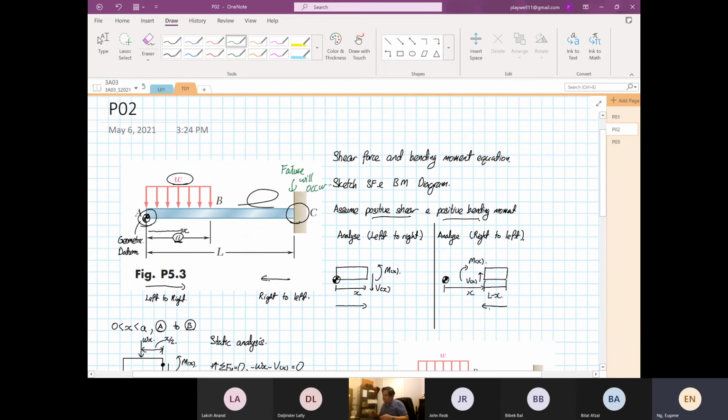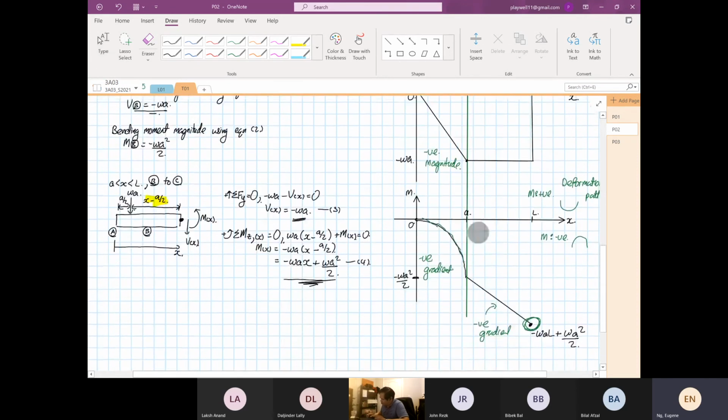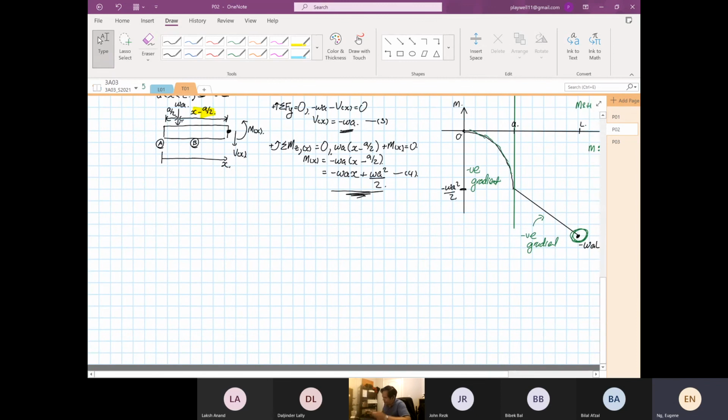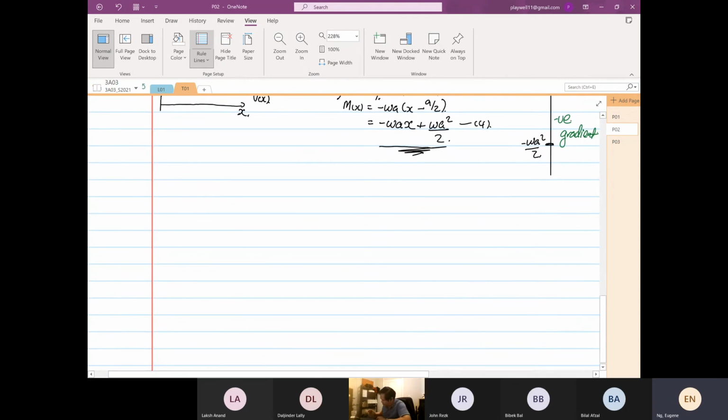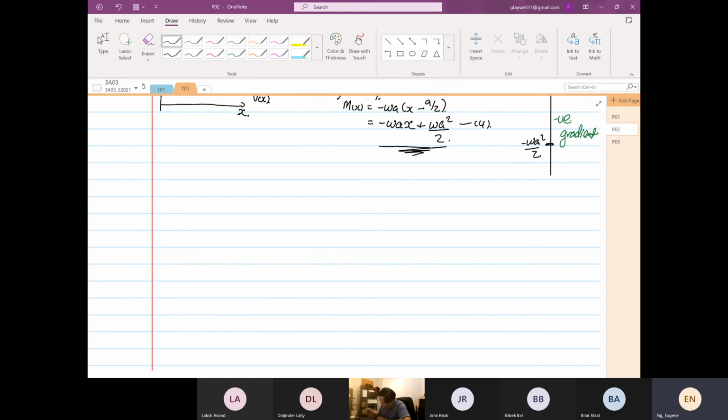Now, some of you might say, Eugene, can we do from right to left? You can. The thing is, if I'm going to do from right to left, let's say now you're going to look at this from right to left. So the only dilemma is this. If you're going to do from right to left.